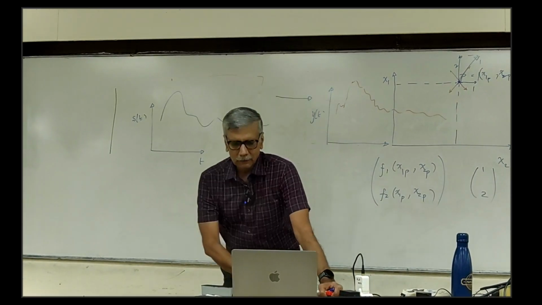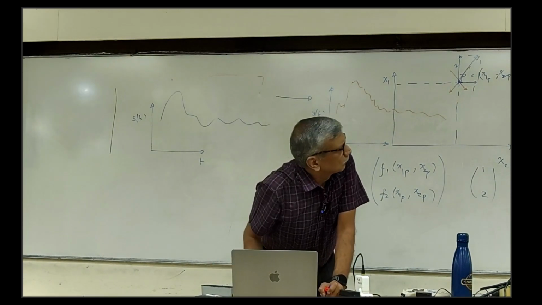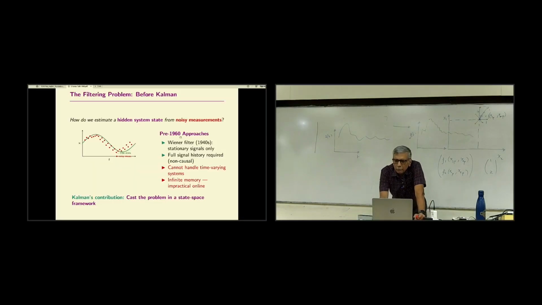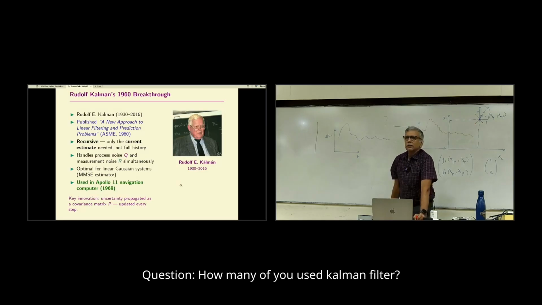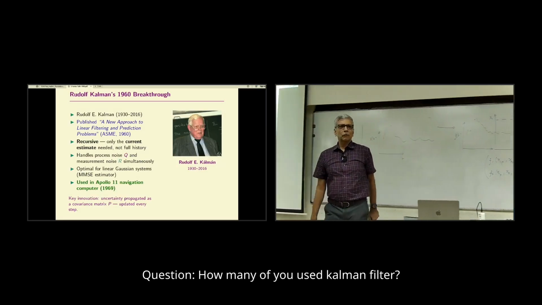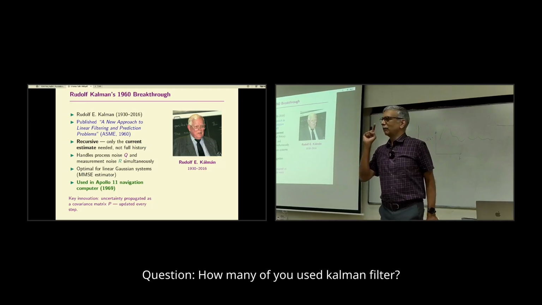So here it is. So this is pre-1960 approaches, Wiener filter, stationary signal. So this is your true state, your red, and you have noisy measurements, and you want to extract the true signal. It cannot handle time-varying systems, infinite memory. So here's what became very popular. It's called the Kalman filter.